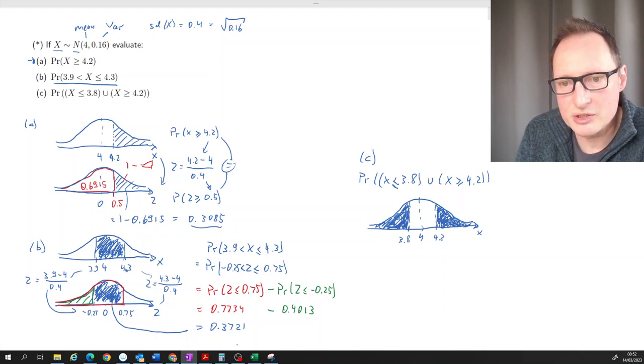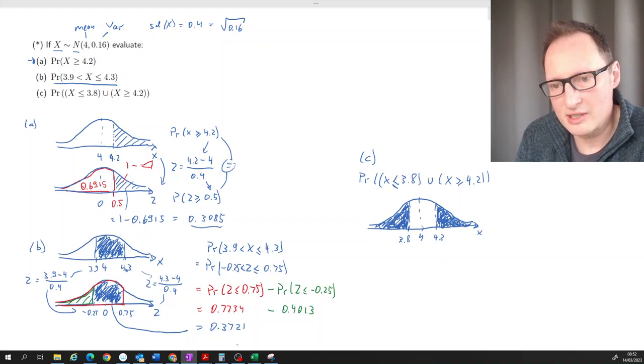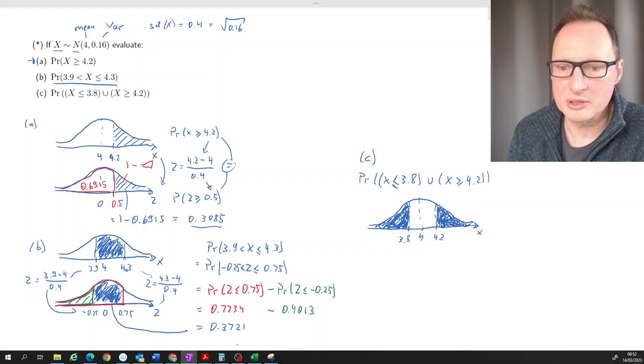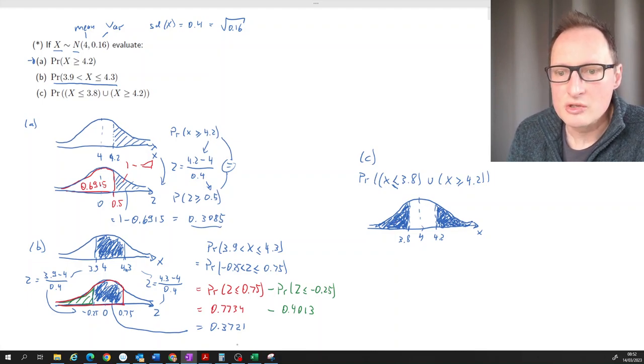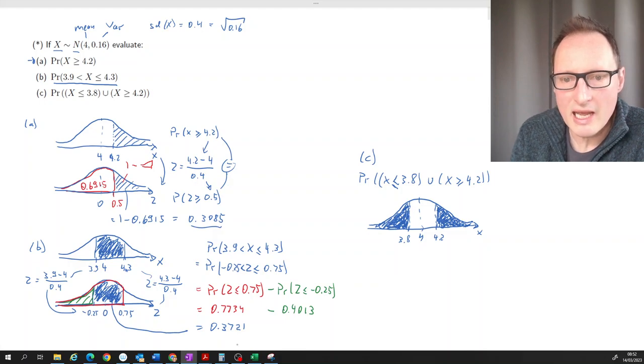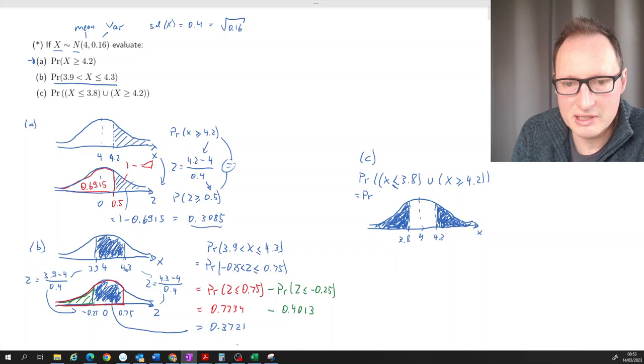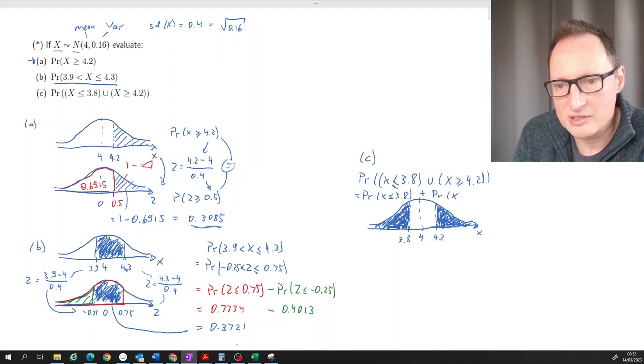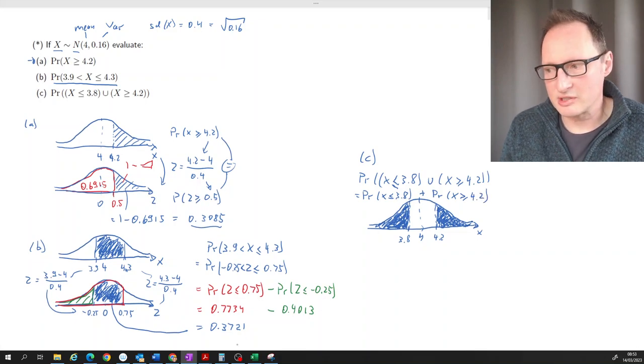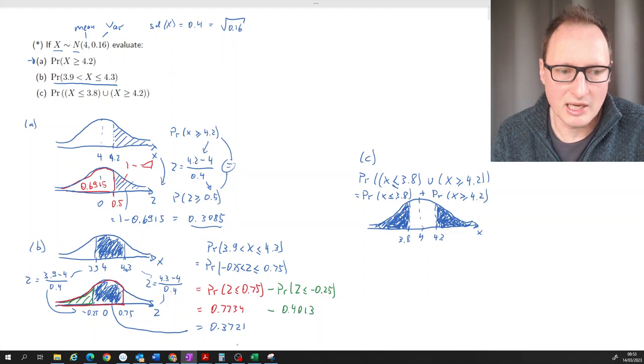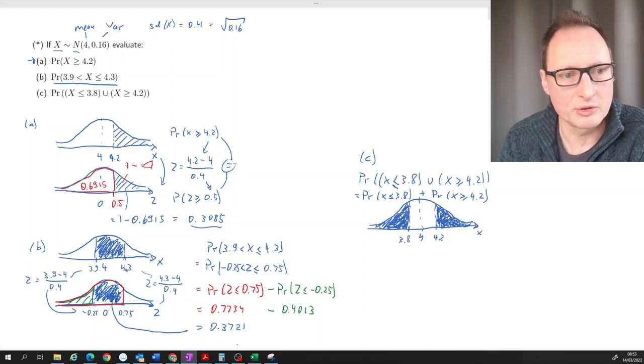These are two disjoint events. You can see that, okay? No outcome can be in either of these two events. So we can just add the probabilities. That's the same as the probability that x is smaller or equal to 3.8 plus the probability that x is larger or equal to 4.2. But you can only do that because these are disjoint events. Otherwise, we would have to subtract an overlap to avoid double counting.